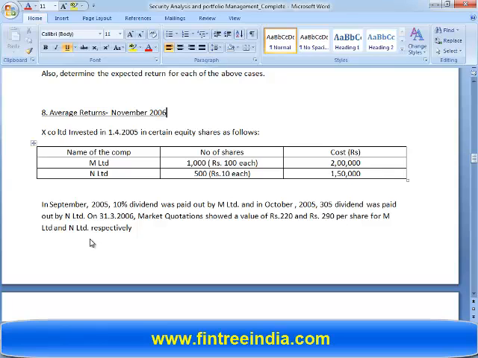X Company Limited invested on 1/4/2005 in certain equity shares as follows. So we have M Limited and L Limited. 1000 shares of rupees 100 each, 500 shares of rupees 10 each. The price at which we have purchased is given to us. In September 2005, 10% dividend was paid out by M Limited. In October 2005, this must have been 30% dividend was paid out by L Limited. On 31/3/2006, market quotation showed a value of 220 and 290 per share for M and N respectively.